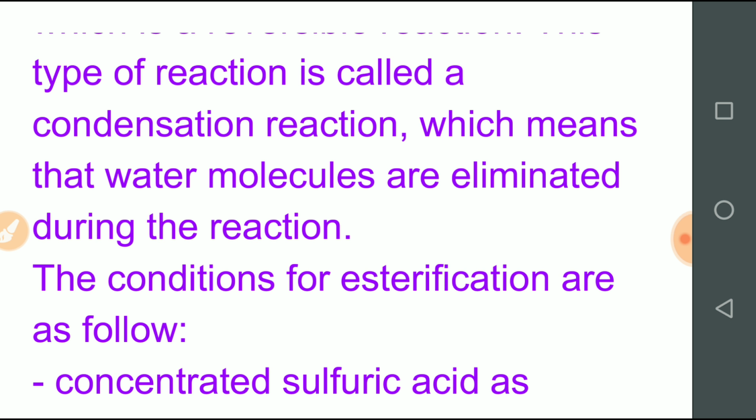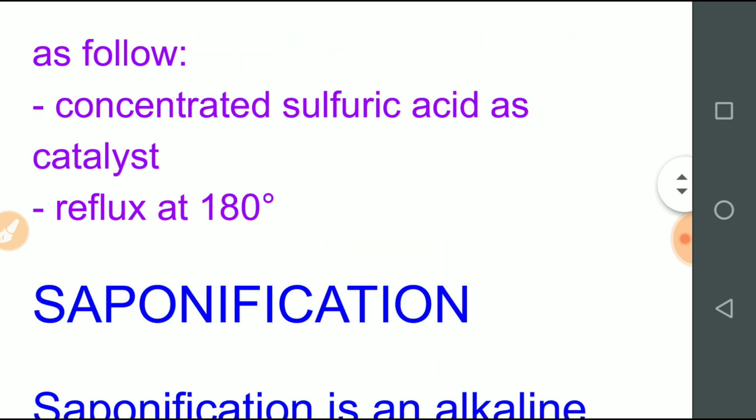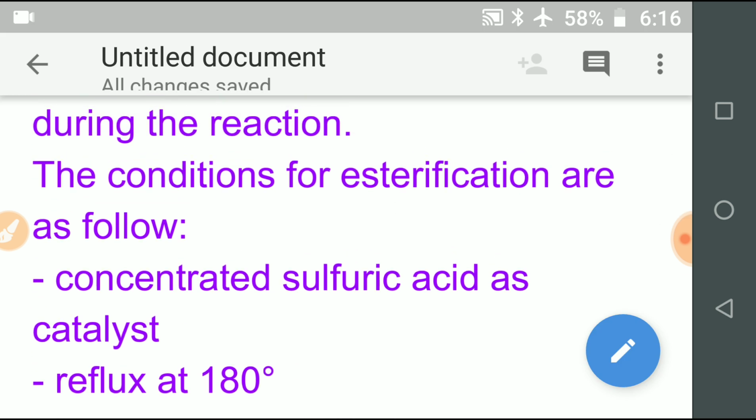Now, let us discuss the main conditions for esterification. Dear friend, there are so many conditions for esterification. Let us discuss in detail. The first point is concentrated sulfuric acid as catalyst. This is one of the main important conditions, and also reflux at 180 degrees temperature. So these are the important points regarding esterification.